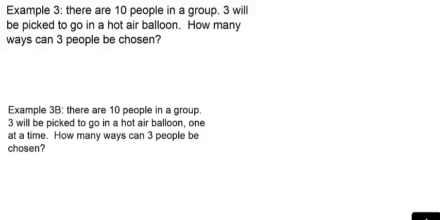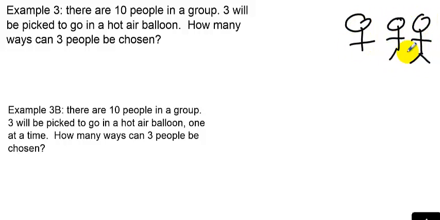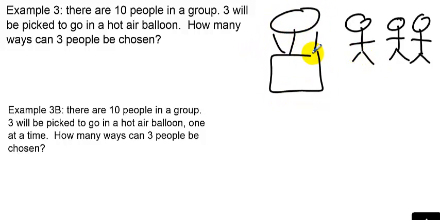In our last example, it's going to appear very similar to the previous example. So this is where some people may get mixed up a little bit, so pay close attention. There are 10 people in a group. 3 will be picked to go into a hot air balloon. How many ways can 3 people go into the hot air balloon? So here we have 3 people. Yes, they have legs. And here we have the balloon.